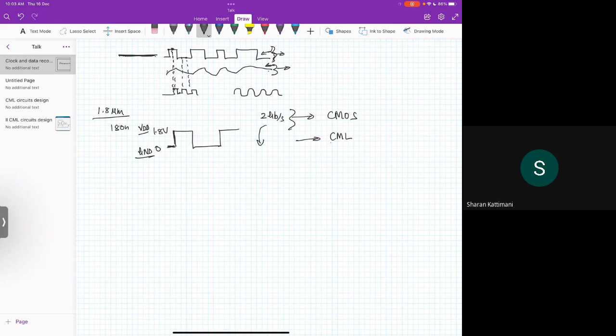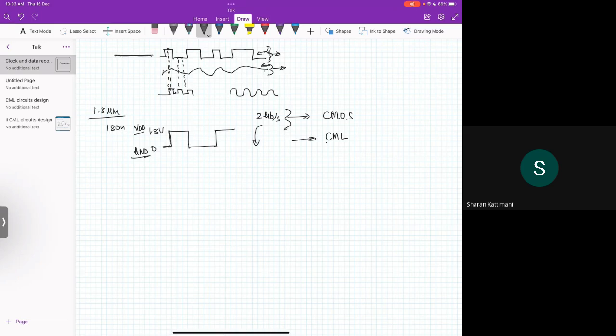So in CML logic, this particular voltage variation will not be like this. Let's assume this is 0 and this is 1.8, so the variation will be somewhere in between it. Let's assume 0.5, and this is 200 millivolt. So here it is varying from 0.5 to 0.7 volt only. So this 200 millivolt variation we need to interpret as a 0 and 1.